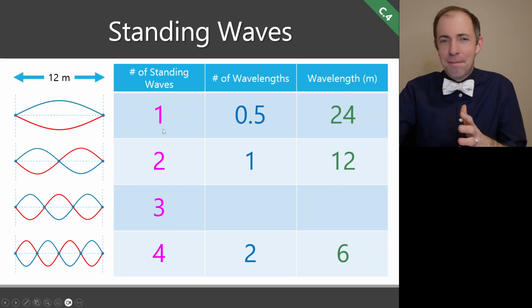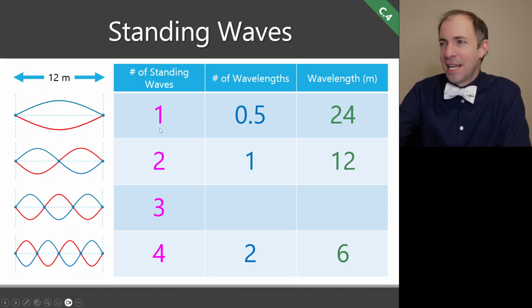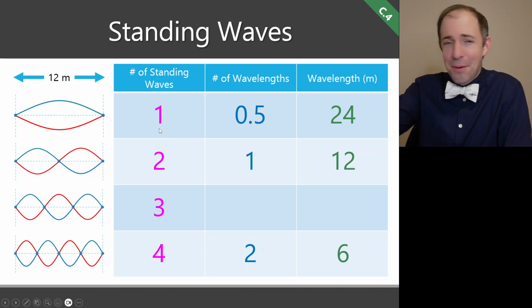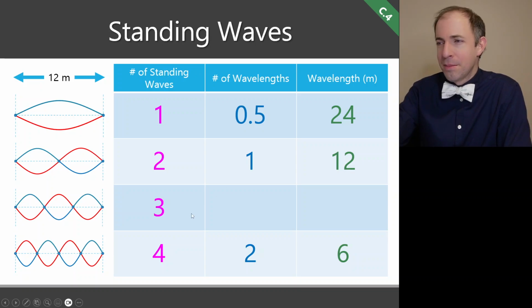Now, you may have noticed a pattern. Every time we have a number of standing waves, if we cut it in half, that will give you the number of wavelengths. So 1 becomes 0.5, 2 becomes 1, 4 becomes 2, 3 becomes 1.5. It goes up and down and back. That's one wave, and then another half a wave.